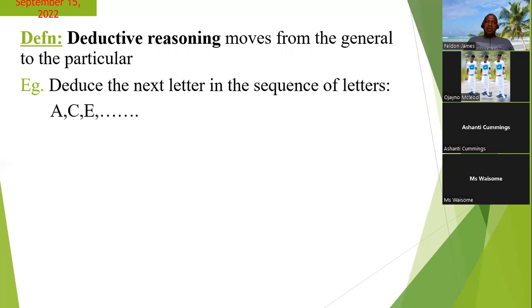So if you look at this, what is generally happening with these letters? Can anybody see any pattern in the sequence of letters here? What is really happening? One letter skips each time, sir. Right. So that's a general pattern. That's a general thing about this sequence of letters. So with that, we see A, skip B, then C. Then we see C, skip D, then E. Now, what is it that you're expecting to see in terms of the next letters?